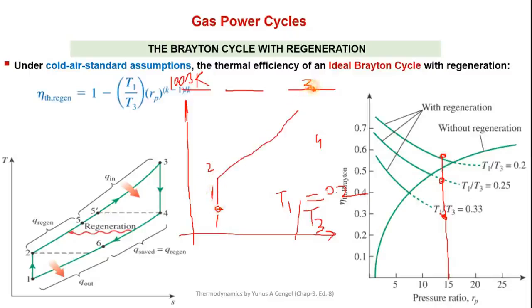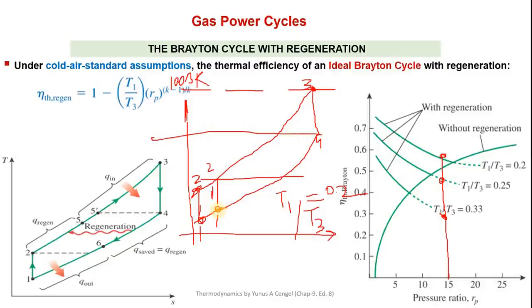Let me draw it again. This is T1, T4, and here T3. So as this T1 is dropped at the same pressure ratio, this T1 is shifted here, then T2 will shift here because we are keeping the pressure ratio constant. Now the difference between T2 and T4 will be increased. Here this was the difference between T2 and T4 before.